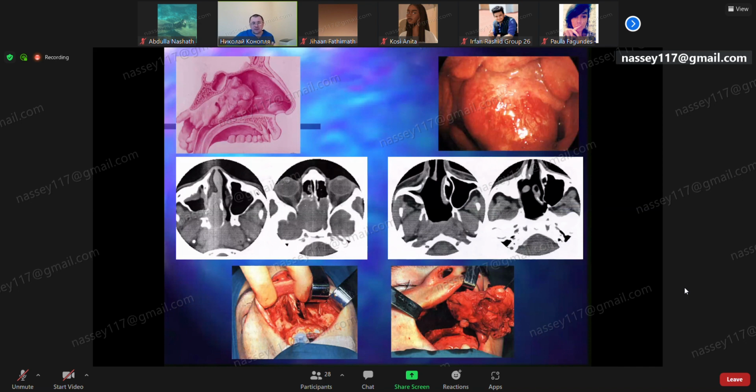One of the more typical tumors of the nasopharynx is angiofibroma of the nasopharynx. This is fibroma and angiofibroma, because it has a relation with vascular tissue, it has very good vascularization.